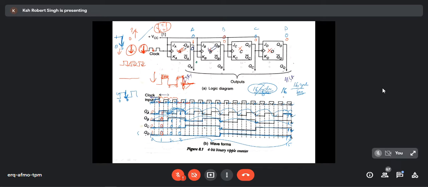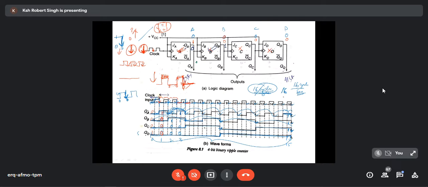It becomes active. Then JK is already 1, 1, no need to mention that. Then will the output toggle or not? Yes, sir. So what will come there? 1. So 0 to 1. Is this 0 to 1 a negative edge? No, it is a positive edge. From 0 going up to 1, that means it is positive going.